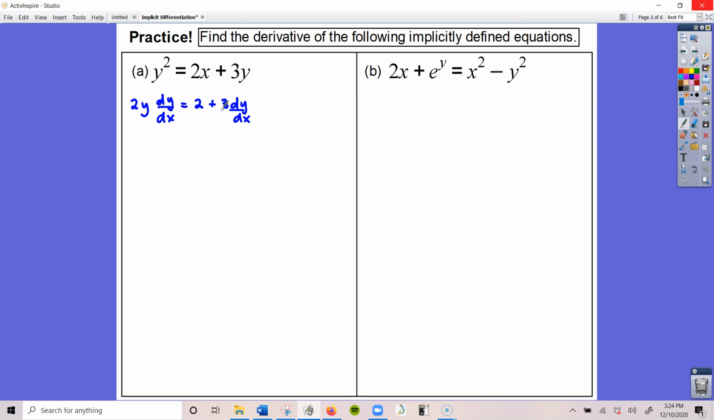Our second step here is going to be to move all of the values with dy/dx over to the left side of the equation. So I'm going to subtract this 3 dy/dx over.